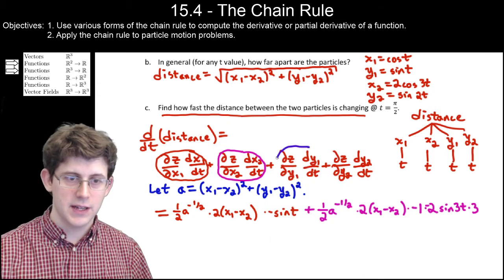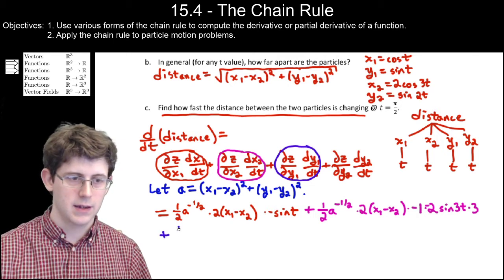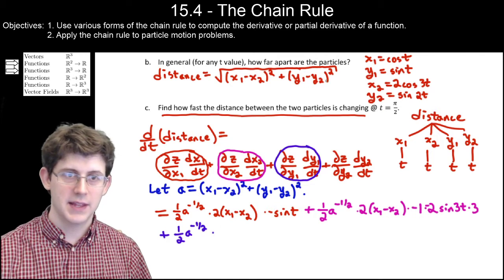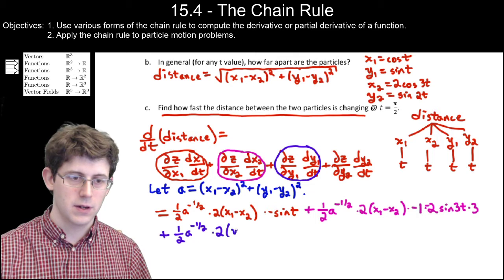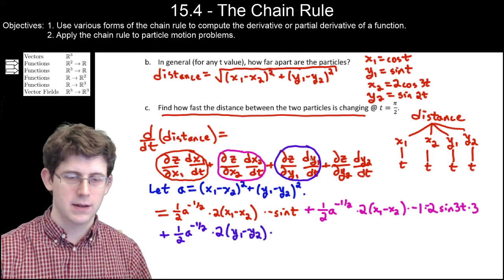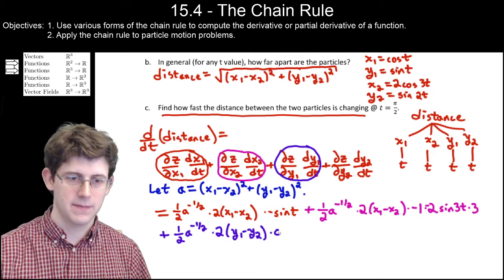Okay, let's just do the other terms. So we'll go with the y1 term. Again, I'll have 1/2 a to the minus 1/2. But now the derivative of the inside is using this term, so I'm going to have 2 y1 minus y2, then dy1 dt. And dy1 dt is cosine t.